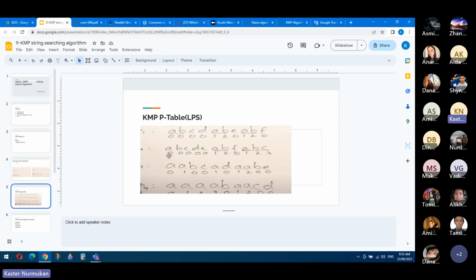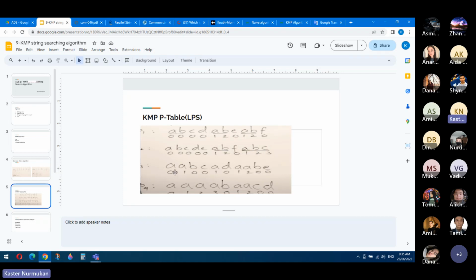The second case is A, B, C, D, E. They have never repeated before, so the first time is 0. Then A appeared before, so that's 1. B appeared again, 2. F is first time, 0. A appeared before, so it has 1. B is also, and C appeared the same, so that's 1 to 3.